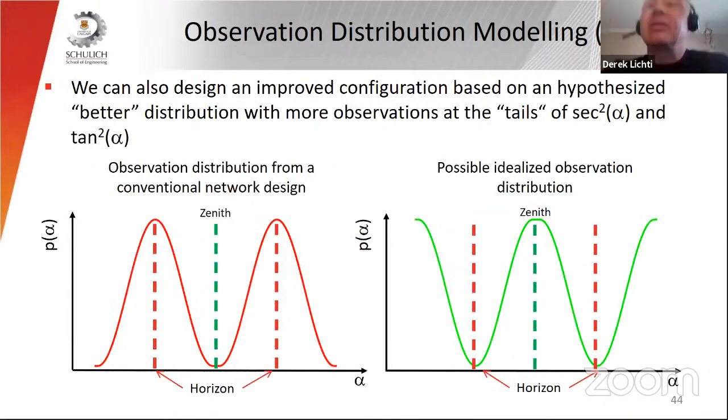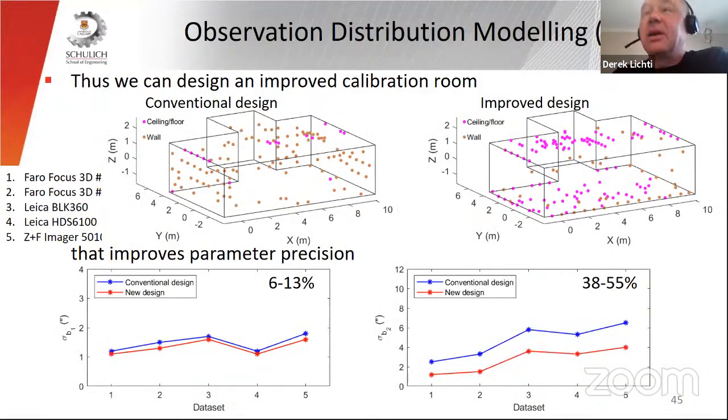We can also take that further and hypothesize, well, what might be a better distribution? Whereas this is the conventional distribution, data concentrated around the horizon, a better one might be data concentrated more at the zenith, up above the instrument. Now, intuitively, this makes sense, but it's nice to see it analytically, and then in practice, we can use that idea to guide us to a better network design.